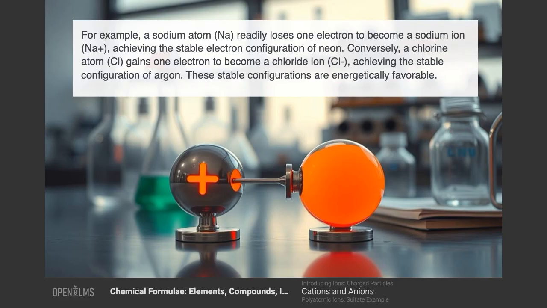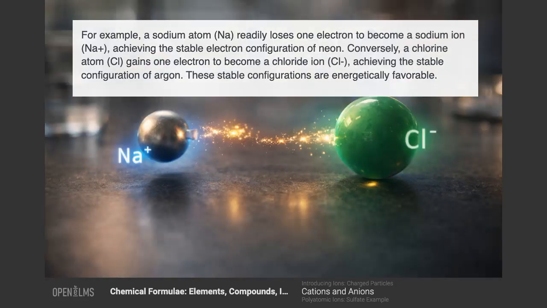For example, a sodium atom, Na, readily loses 1 electron to become a sodium ion, Na+, achieving the stable electron configuration of neon. Conversely, a chlorine atom, Cl, gains 1 electron to become a chloride ion, Cl-, achieving the stable configuration of argon. These stable configurations are energetically favorable.